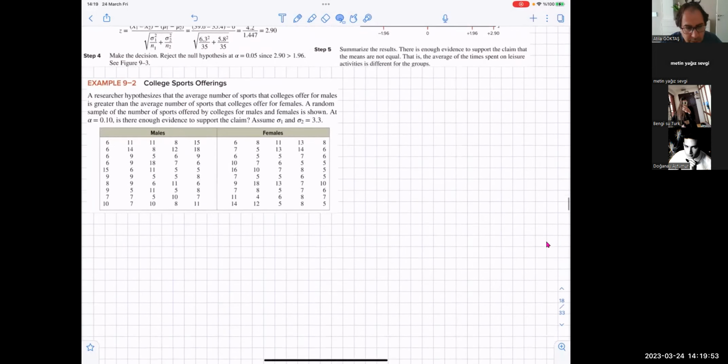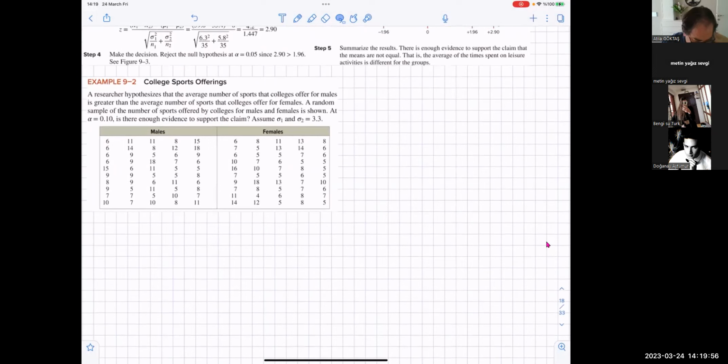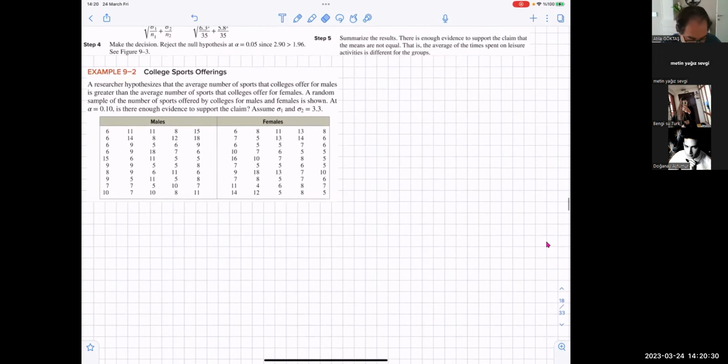Look, we have another one. A researcher hypothesized that the average number of sports that colleges offer for males is greater than the average number of sports that colleges offer for females. A random sample of the number of sports offered by colleges for males and females is shown. At alpha 0.10 level of significance, is there enough evidence to support the claim? Assume sigma 1 and sigma 2 are given as 3.3. Those are the given data in this table. Let's get the solution.